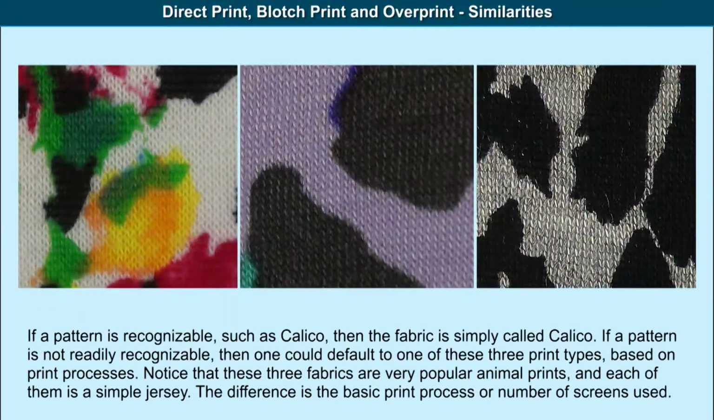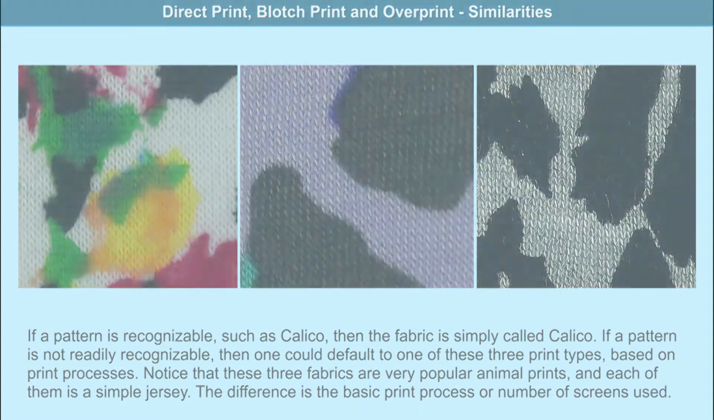There are certain similarities between the direct print, blotch print and overprint. If a pattern is recognizable, such as calico, then the fabric is simply called calico. If a pattern is not readily recognizable, then one could default to one of these three print types based on print processes. Notice that these three fabrics are very popular animal prints and each of them is a simple jersey. The difference is the basic print process or number of screens used.